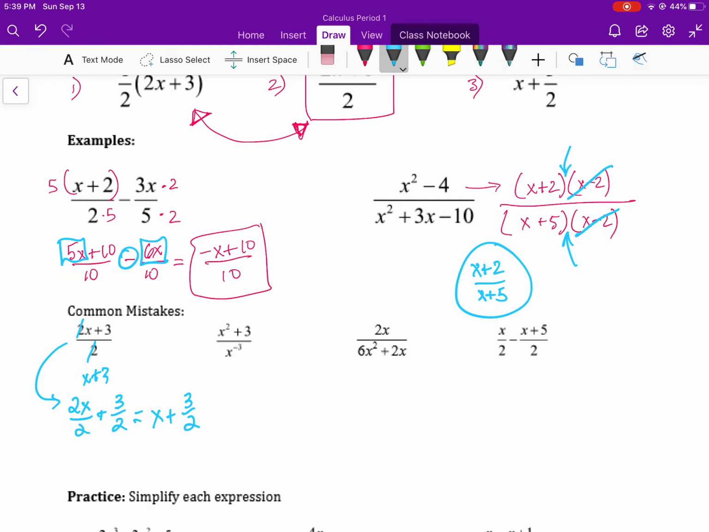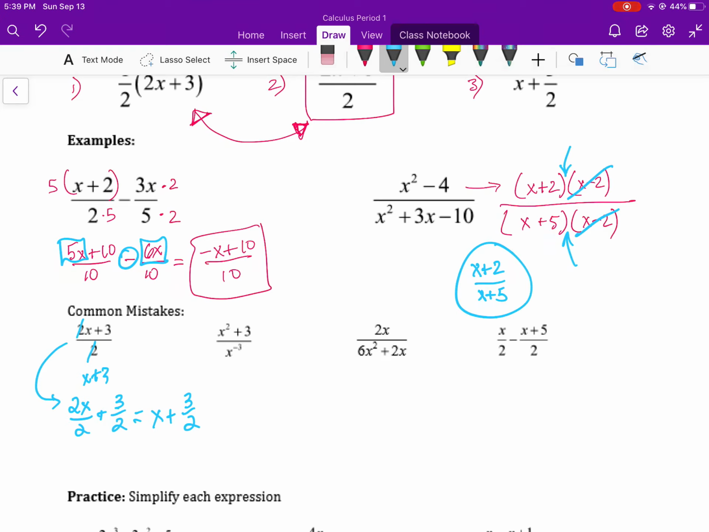You could also do x plus 1.5, but typically I would suggest turning fractions into decimals makes an answer less valuable rather than more valuable. There are exceptions to that. But probably the best thing to do would just be to leave it as 2x plus 3 over 2, especially if it was a final answer.